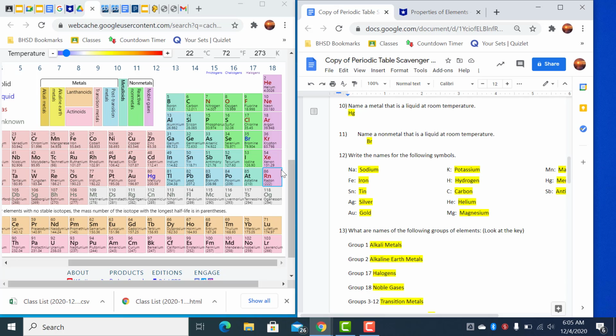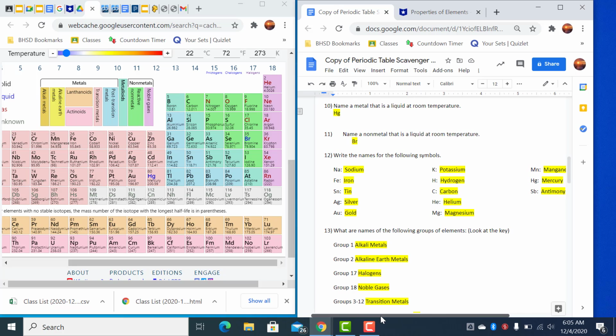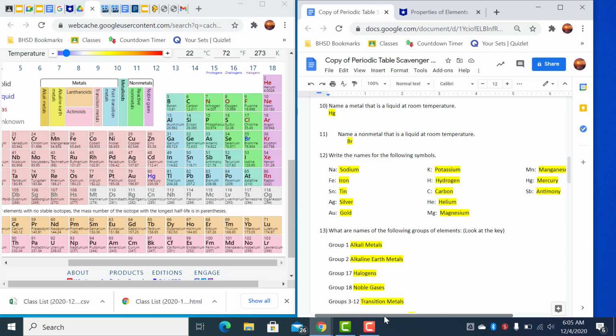Write the names for the following symbols. Now, the reason I wanted you to do this is because a lot of these are the ones that have their symbol based on their old Latin name. So that's why I had those on here. And plus, some of these are ones that we use a lot. Okay, so Na is sodium, Fe is iron, Sn is tin, Ag is silver, Au is gold, K is potassium, H is hydrogen, C is carbon, He is helium, Mg, magnesium, Mn is manganese.